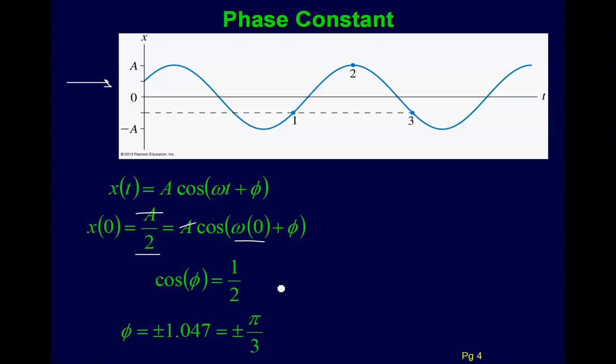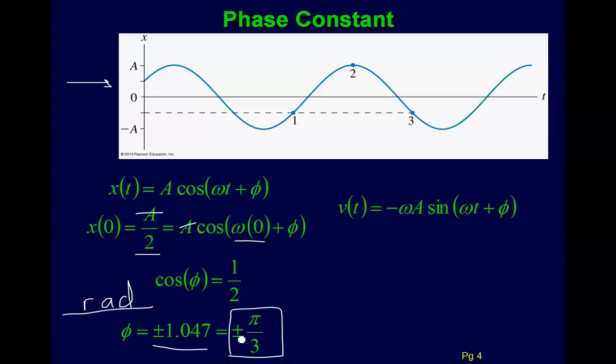Now you've got to make sure your calculator is in radians. This is the one time where your calculator has to be in radians. When I did this, I got plus or minus 1.047, which, if you put this in terms of pi, you'll notice that pi divided by 3 is the same thing as 1.047. In your book, they write it out that way in your solutions, but it's the same thing.